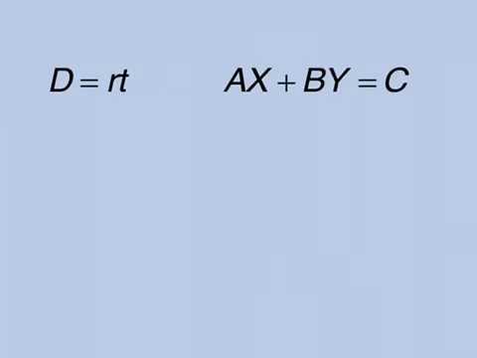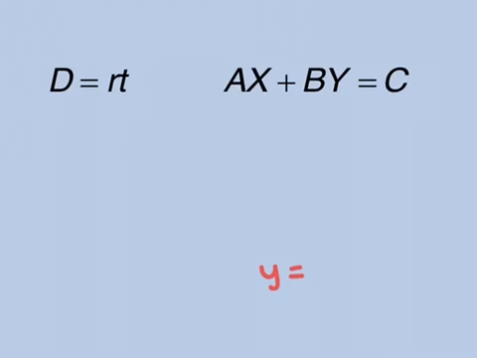Next, we have ax plus by equals c. That is the standard form of a linear function. But this alone does not go in the calculator. To put this in the calculator, we would have to have y equals form. That's the easiest way. What we can do is take this equation, ax plus by equals c, and solve it for y, meaning we get y by itself.